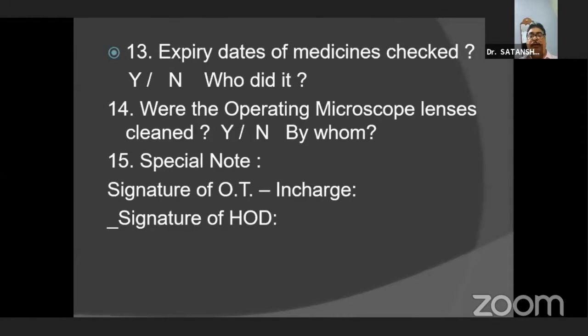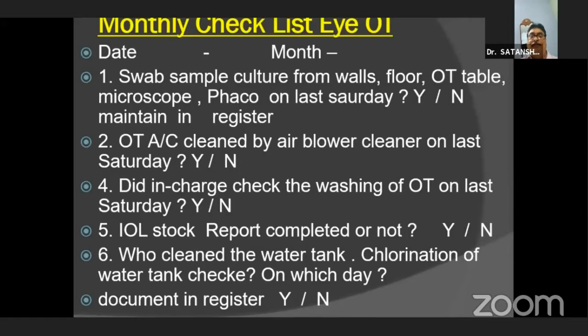Who checked the expiry date of medicine? Who cleaned the microscope? These are the weekly checklists. And this is the monthly checklist.